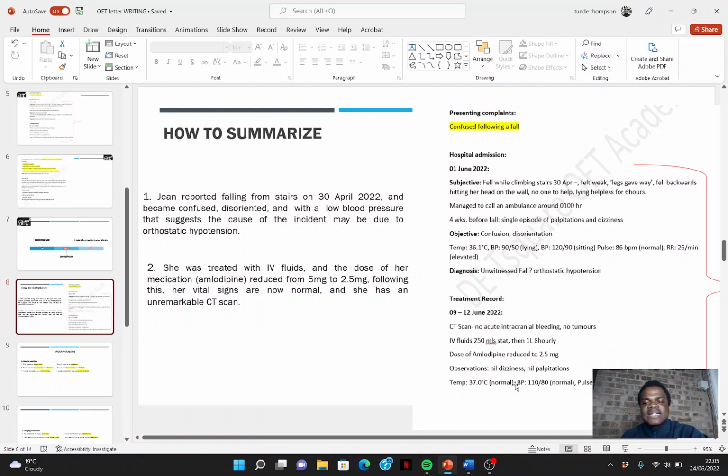Okay, now look at the treatment records and see how I summarize all this information in a complete sentence. She was treated with IV fluid and the dose of her medication amlodipine reduced from 5 mg to 2.5 mg. Following this, her vital signs are now normal and she has an unremarkable CT scan. Okay, this is how you summarize information.